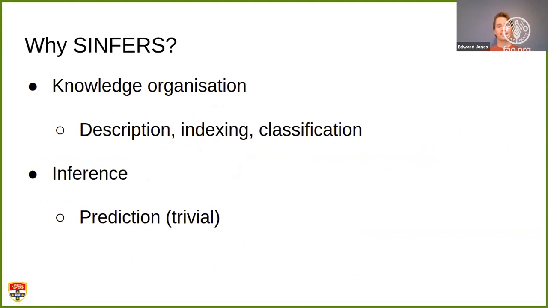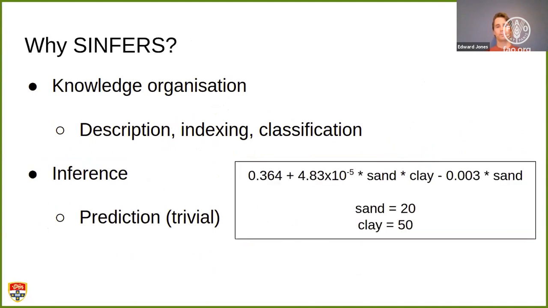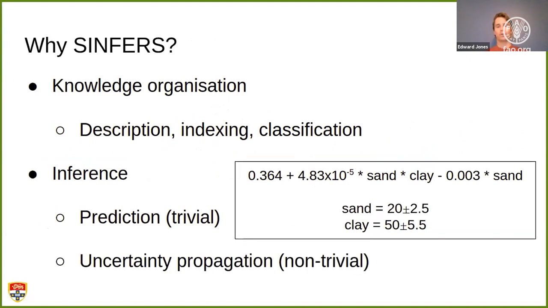So we can see that SINFERS is all about knowledge organization. It can be used for the description, indexing, and classification of soil data. Oftentimes, the prediction component can seem trivial. So if we take this example of this simple PTF in the box, I think anyone could calculate this in Excel. But what happens when we add uncertainty to the equation? The calculation becomes non-trivial. And as demonstrated before, when we start linking PTFs in the SINFERS network and make predictions on predictions, the uncertainty propagation is extremely important as it will determine the quality of your final prediction. And the quality of your prediction will determine its usefulness for different purposes.